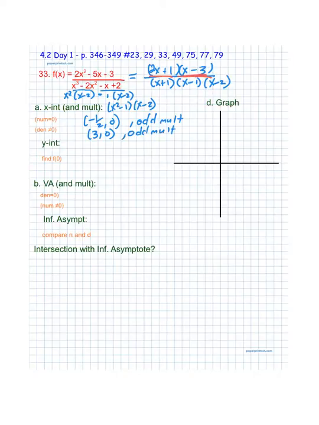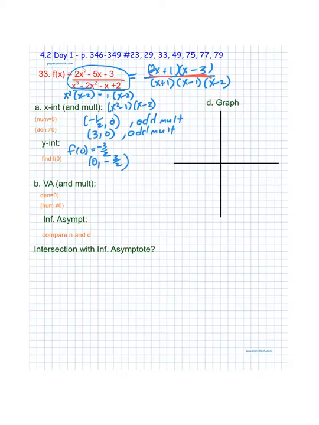The y-intercept occurs at f of 0. So f of 0, it's easiest to look at the unfactored form here. So f of 0 is going to be equal to negative 3/2. So our y-intercept is at 0, negative 3/2.